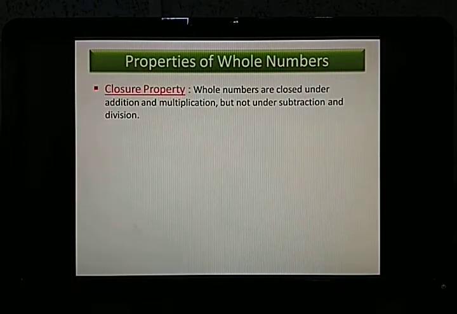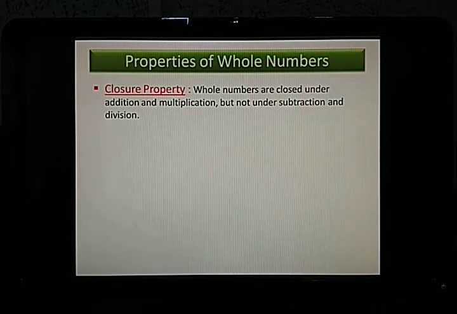First property is the closure property. Here you can see the whole numbers are closed under addition and multiplication but not under subtraction and division. This sentence means that the closure property is satisfied only when the operation is addition or multiplication, but not when it is subtraction and division. According to the closure property, when we add or multiply any two whole numbers, the resultant number will be a whole number. But it fails in the case of subtraction and division.